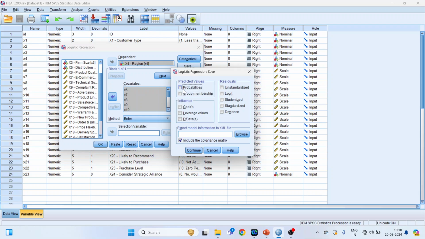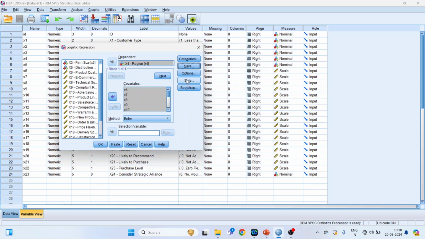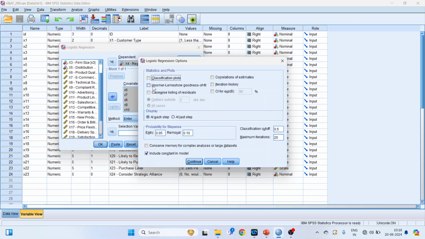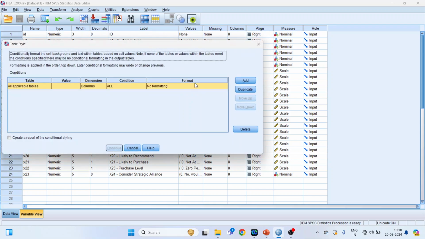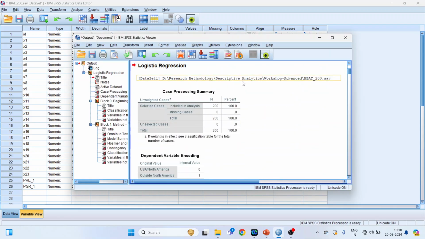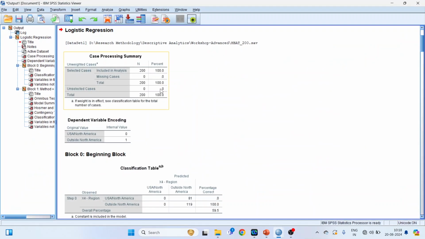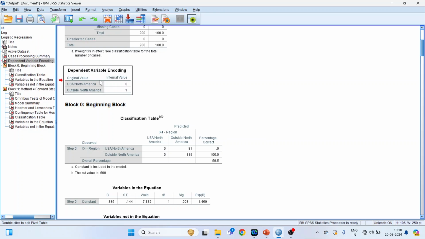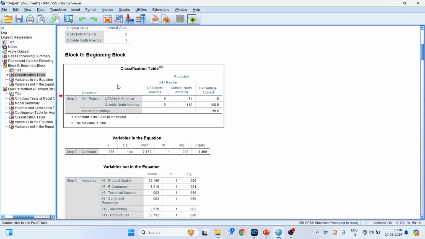Save, probabilities and group membership, continue. Options, Hosmer-Lemeshow goodness of fit, continue. Style, keep as it is, no change. Bootstrapping, nothing to change. Here, activate forward Wald statistics. Now, click OK. And you got the results. So the dependent variable coding, the beginning block, and the variables in the equation.